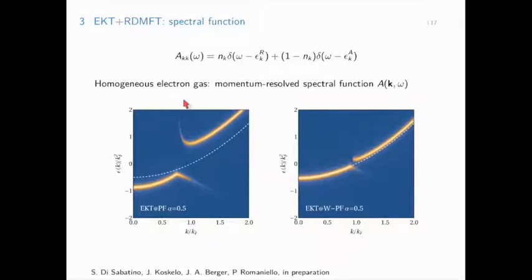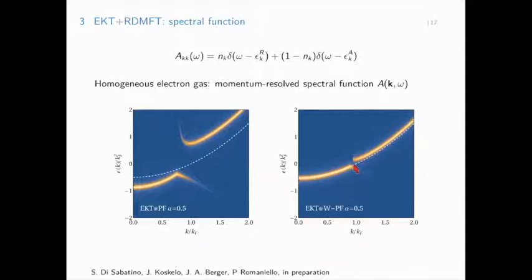So for example, for the homogeneous electron gas, this is what we obtain for the momentum resolved spectral function. On the left, you have the EKT combined with the power functional, and on the right, combined with the WPF. So we see that we have a global better agreement with the GW, which is reported with this dashed white line. However, we also notice that we have this unphysical band gap in both approximations. However, here for the WPF it is smaller. So this is what we can obtain.